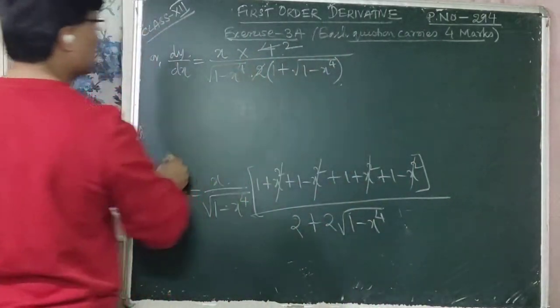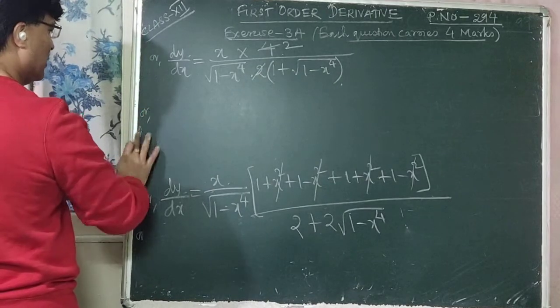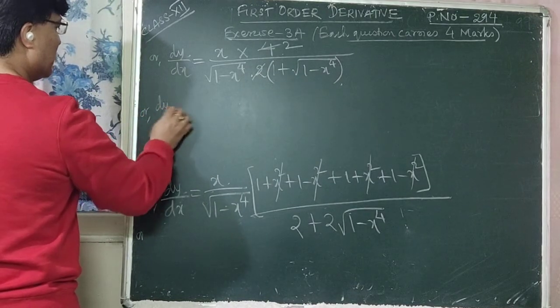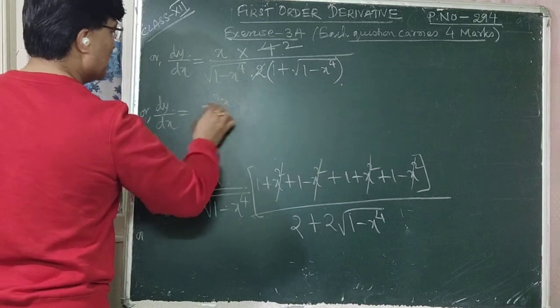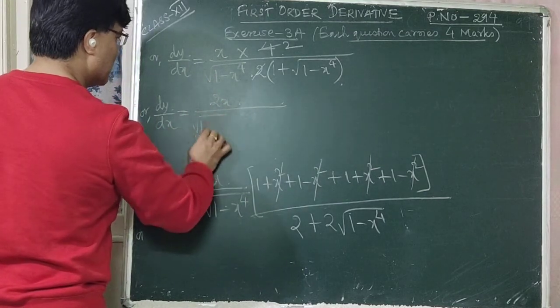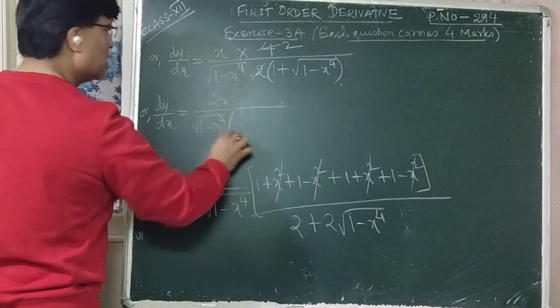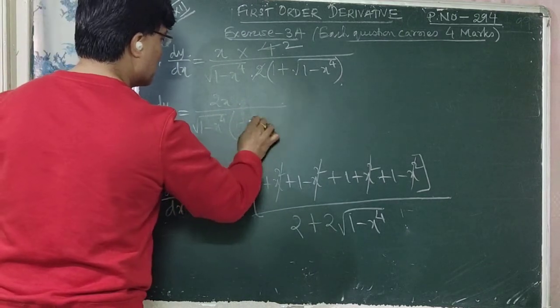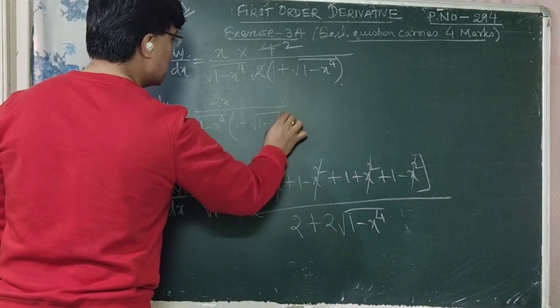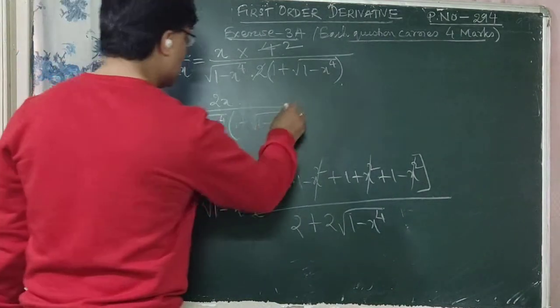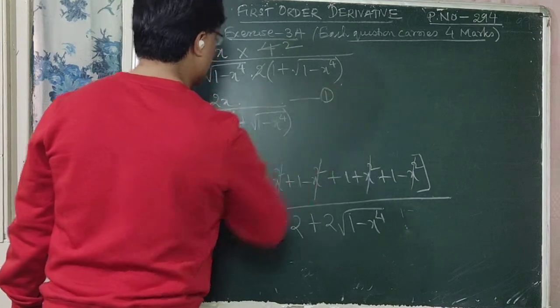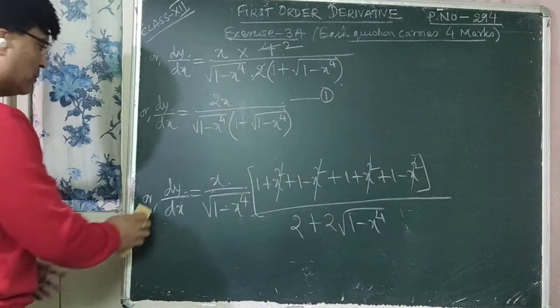So we are getting the simplified form out here. So dy by dx is equal to, numerator is twice x divided by root over 1 minus x to the power 4 within bracket 1 plus root over 1 minus x to the power 4. Is that clear? So suppose this is number 1.